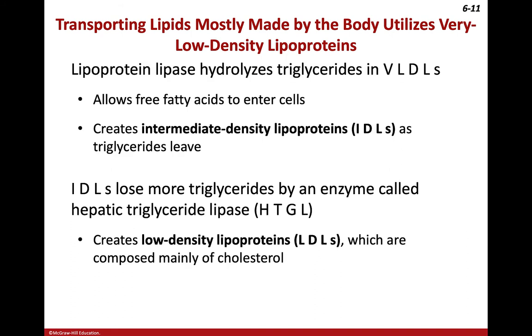Now, lipoprotein lipase will hydrolyze the triglyceride in the VLDL. We see the free fatty acids entering the cells, and what's created is intermediate density lipoprotein as the triglycerides leave. Now, the intermediate density lipoproteins lose more triglyceride through an enzyme called hepatic triglyceride lipase. So this is what now creates the low density lipoproteins, which are composed mostly of cholesterol.